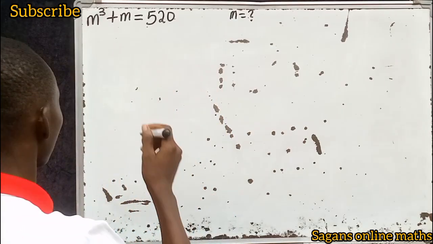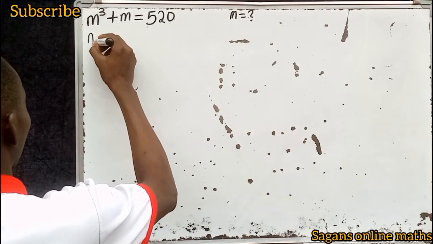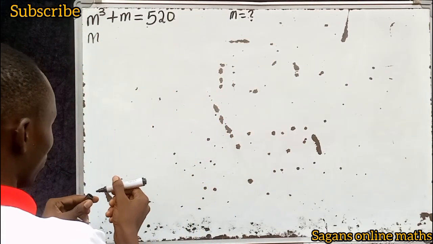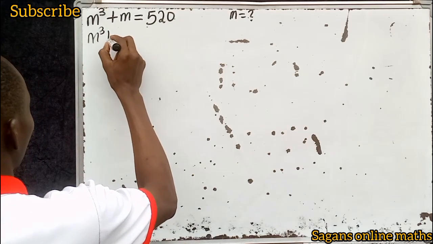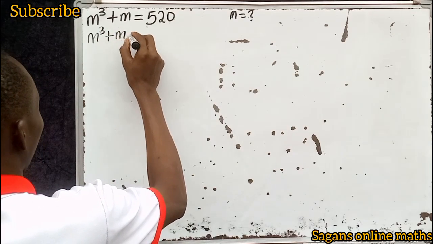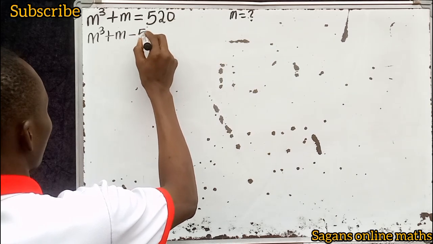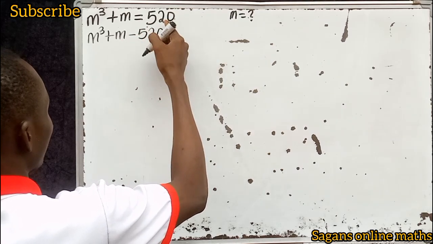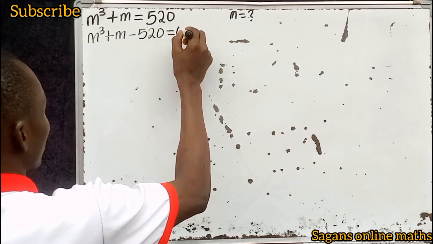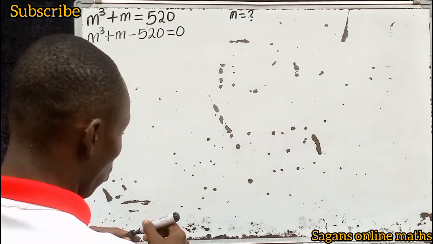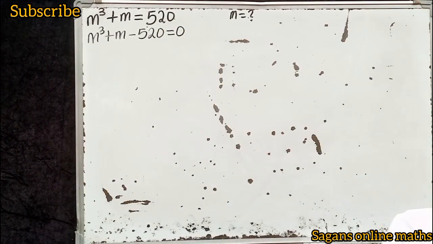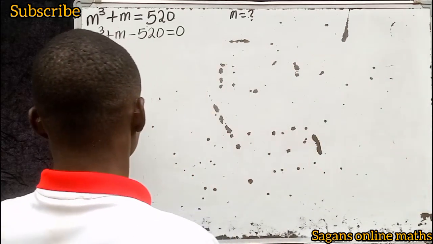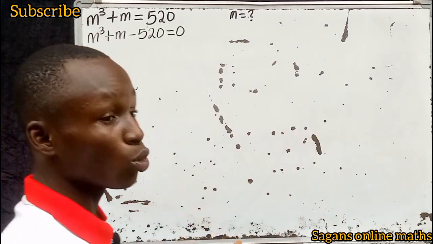Let's do that quickly. So we're going to have m to the power of 3, then plus m, minus 500 and 20. If you subtract this from both sides, all this will be equal to 0. Right? Wow. This is pocket genius, right? Amazing. I love this.